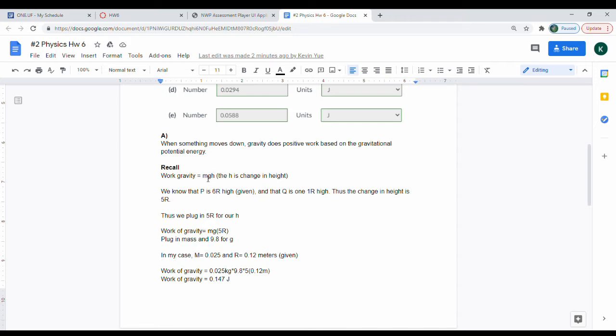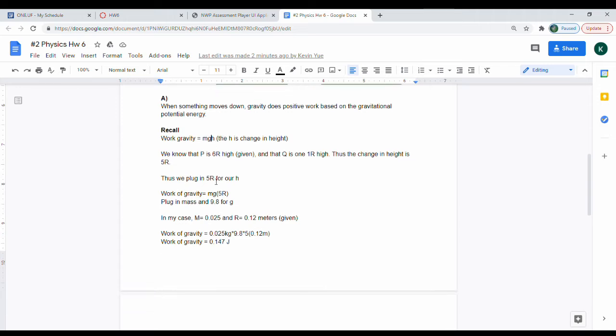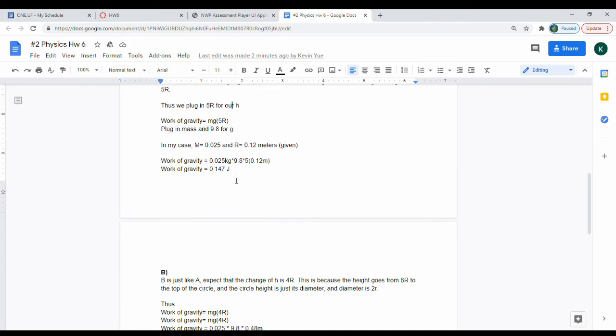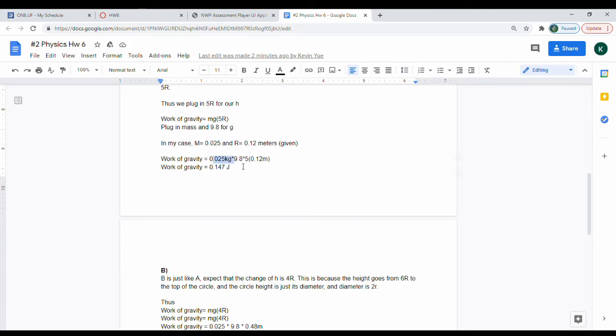So we already know mass. We already know the constant of gravity. Those are given. Well, constant of gravity we should know is 9.8. So then for our height, we put in our change in height from 6R to 1R. In my case, it's 5R. So then we plug in the numbers that we know, our mass, our gravity, our R, and how many R there are, and you multiply them together, and that should give you A.